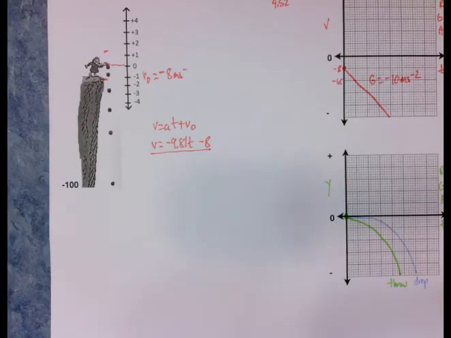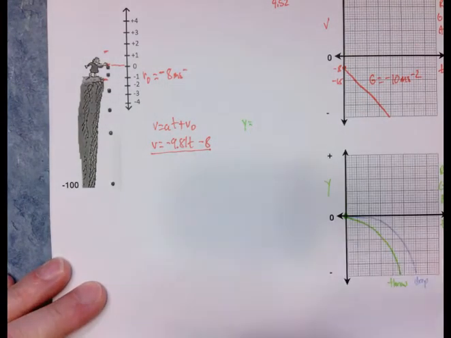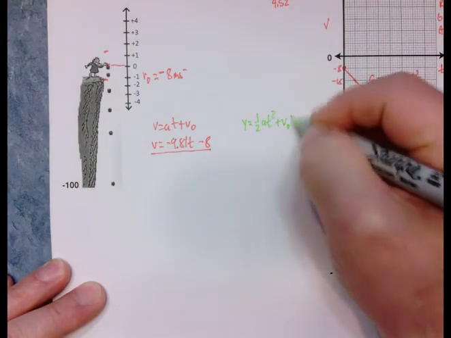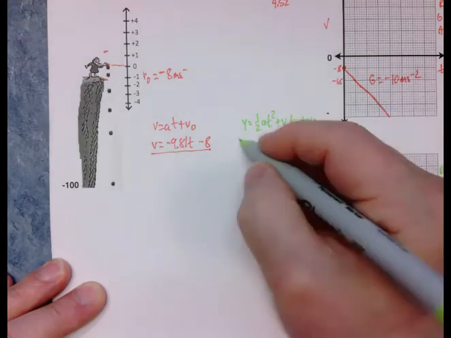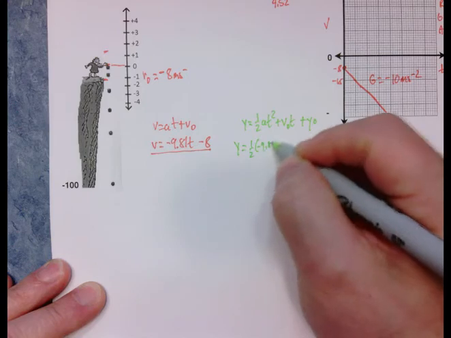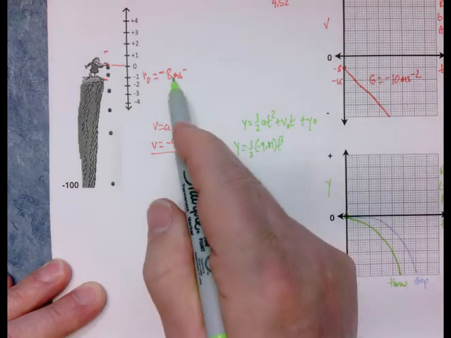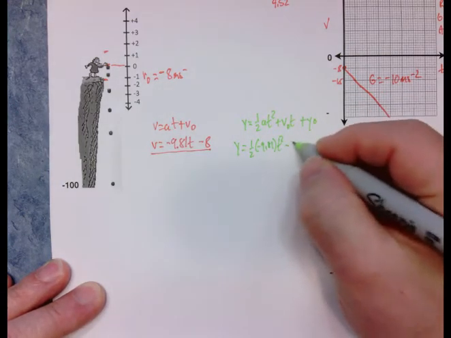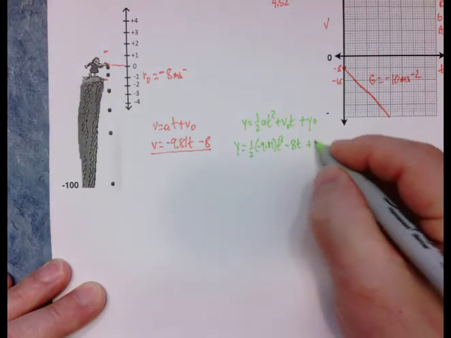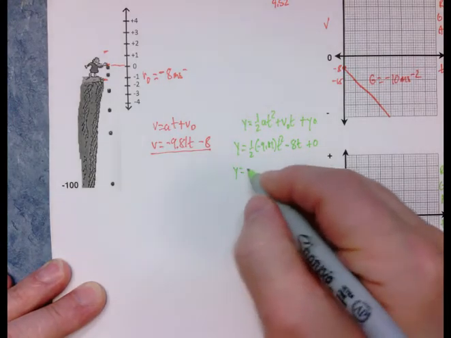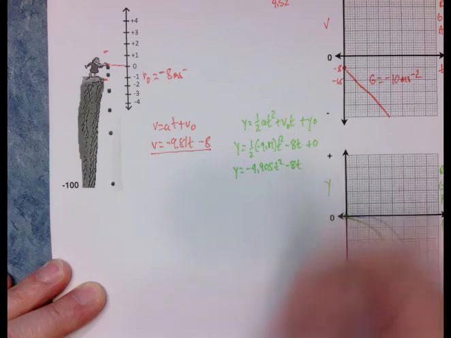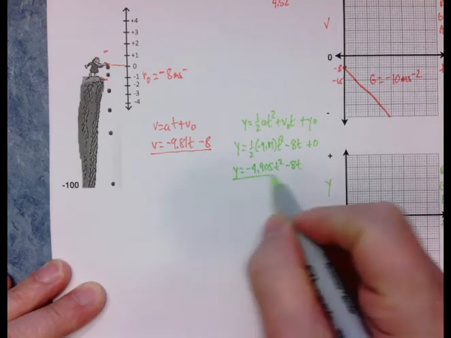Next, we go to the y. Y equals 1/2 AT squared plus V0t plus Y0. So we have y equals 1/2 negative 9.81 t squared, and now we have an initial velocity of negative 8, minus 8t, and the initial position is 0. So we have y equals negative 4.905 t squared minus 8t is the model for the position.